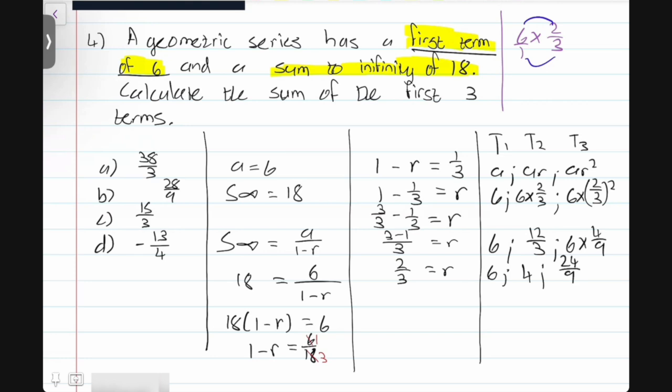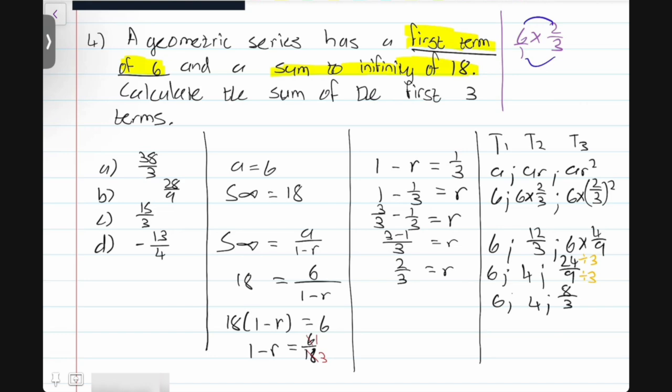So what can you divide 24 by, and what can you divide 9 by? You can divide 9 by 3 and 24 by 3. So that's 6, 4, and then 24 divided by 3 is 8, 9 divided by 3 is 3, and then you simply add this up.